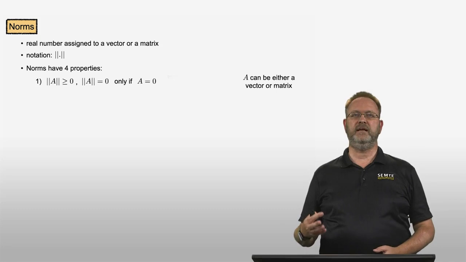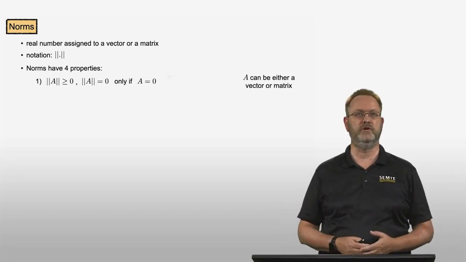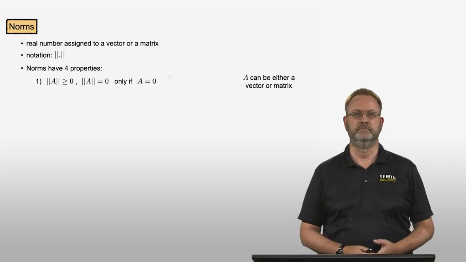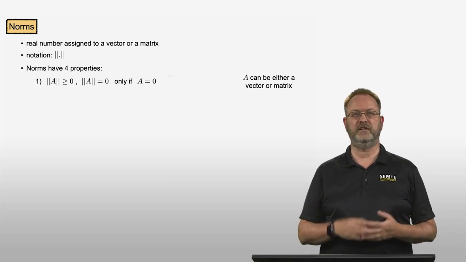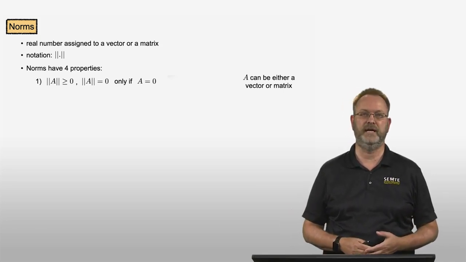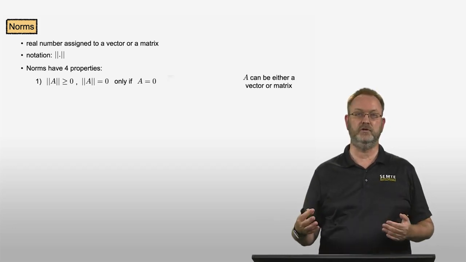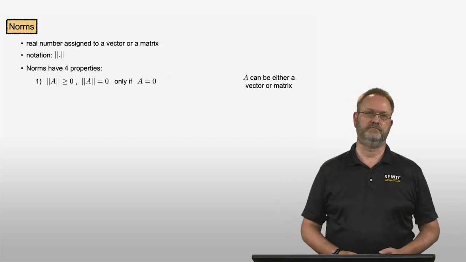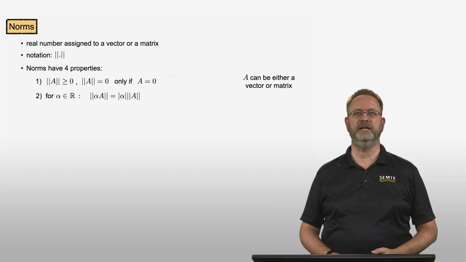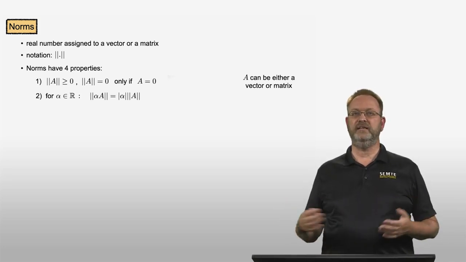The first one is that the norm, which is a real number, is always greater or equal to 0, so it can't be negative. And the norm of a matrix or a vector, here in this equation A can either be a vector or a matrix, is only 0 if the entire matrix or the vector is equal to 0.